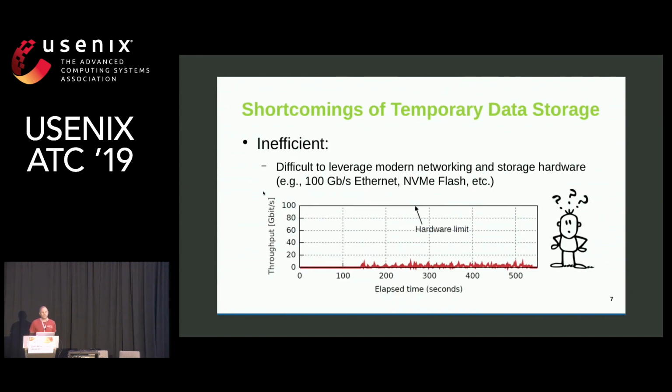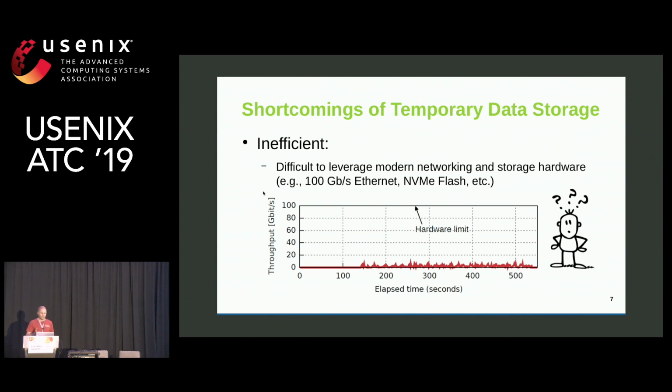So what's the problem with how temporary data is being managed? There are actually two issues I want to talk about. The first issue is related to performance. It turns out that it's very difficult to leverage fast networking and storage hardware, particularly for shuffle and broadcast operations. This figure gives you an idea of how bad the situation is.